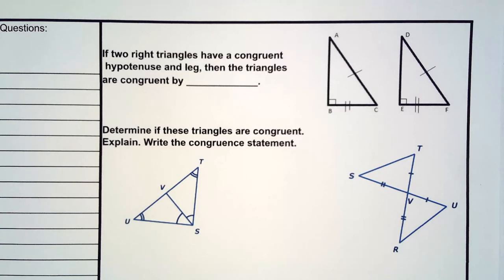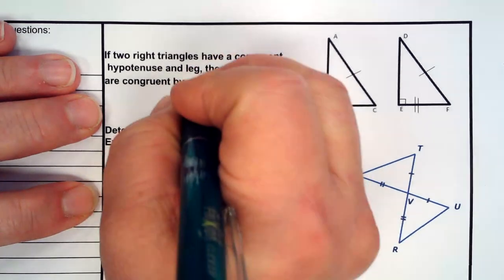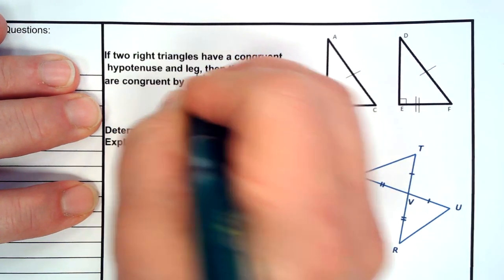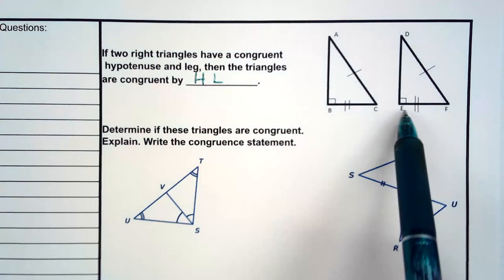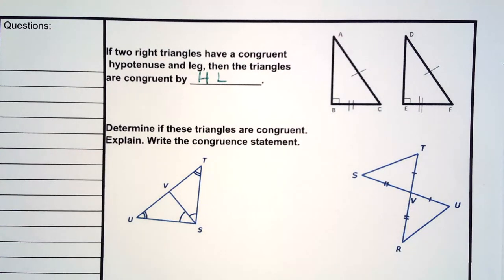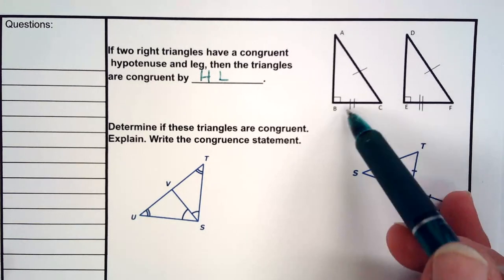If two right triangles have a congruent hypotenuse and leg, then they are congruent by, this is our HL, hypotenuse leg theorem. If you look over here, they're right triangles. Here's your hypotenuse. Your hypotenuse is the longest side. It's straight across from your right angle. And then you've got one leg that is the same.